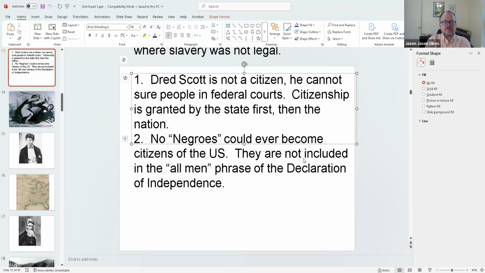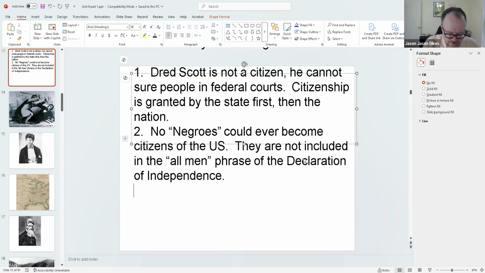Blacks could never become citizens. That the phrase "all men are created equal" does not apply to them. Okay, but that still doesn't get to the crux of the argument about Dred Scott and the legality of slavery, although you can probably see which way this is going.